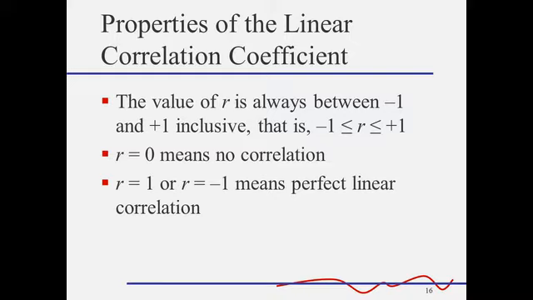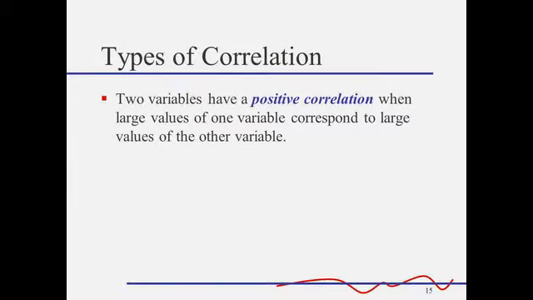In the homework and on quizzes and tests, I might ask you to describe the correlation that you see in a graph. So let's discuss how to describe correlation. Two variables have a positive correlation when large values of one variable correspond to large values of the other variable. Or in other words, when we look at the scatter plot, the line will have a positive slope.